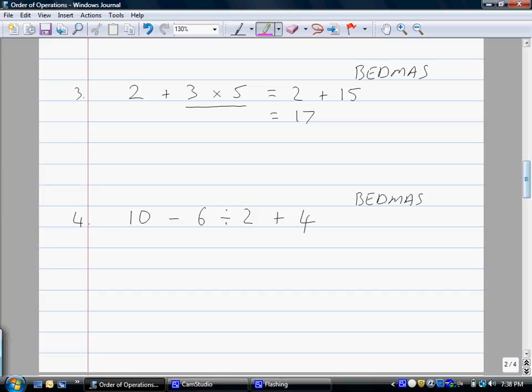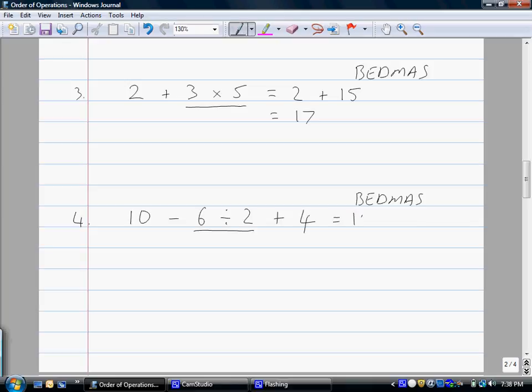Example 4. It's similar here. We've got getting a bit harder though. We've got 3 operations now. So we have a subtraction, a division, and an addition. Now division and multiplication come before addition and subtraction, so I have to do the division first. I underline the operation and I write the whole expression in the same order, but just working this part out.